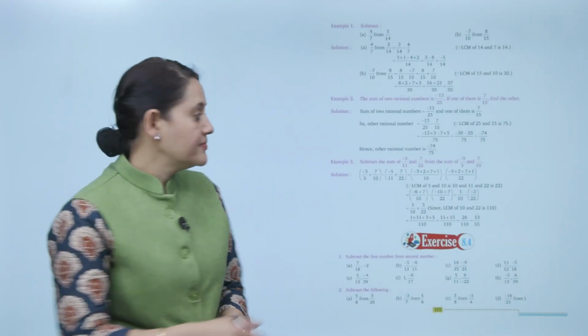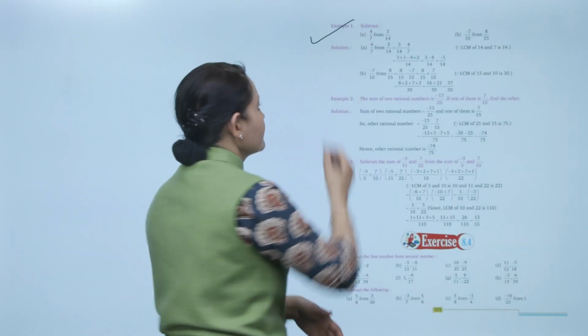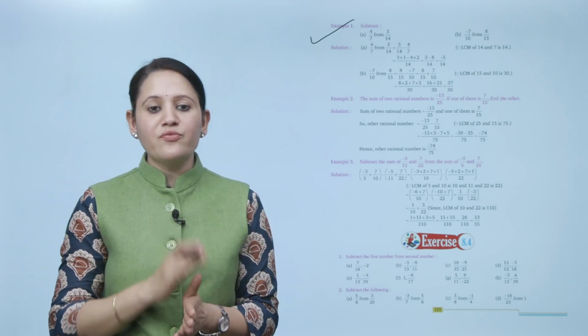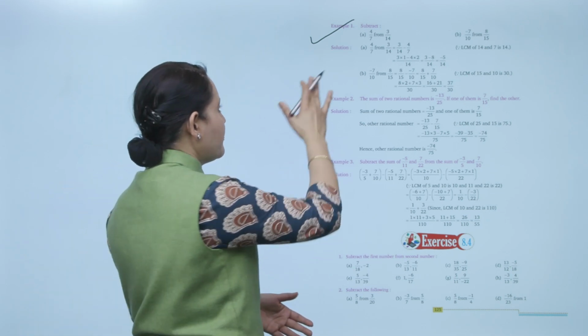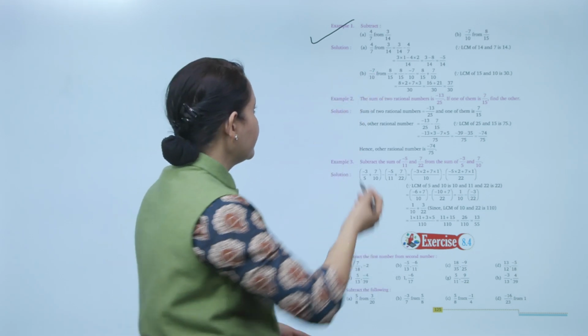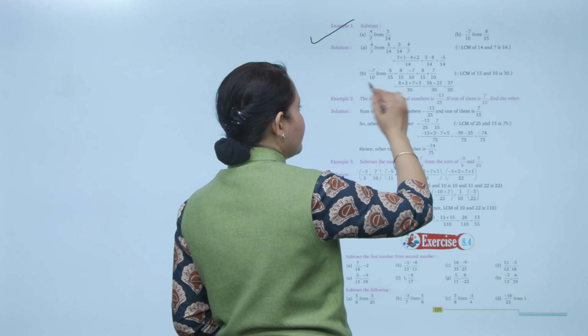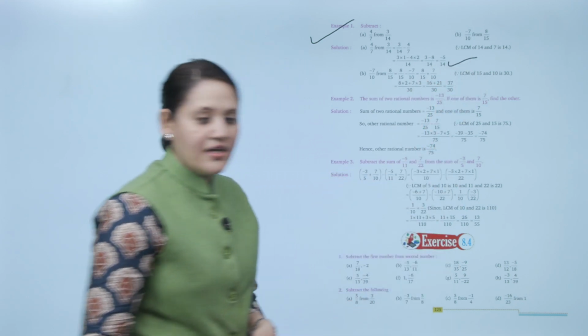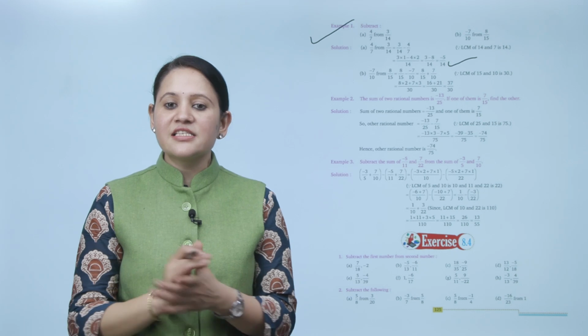Take an example. Subtract 4/7 from 3/14. So we'll write 3/14 minus 4/7. First we'll take the LCM, that is 14. Solving, 3 minus 8 upon 14, that is equal to -5/14. Clear? Next is exercise 8.4.